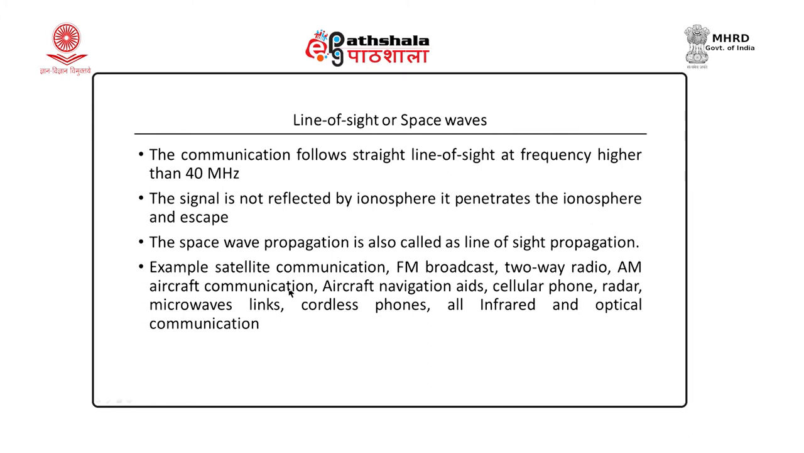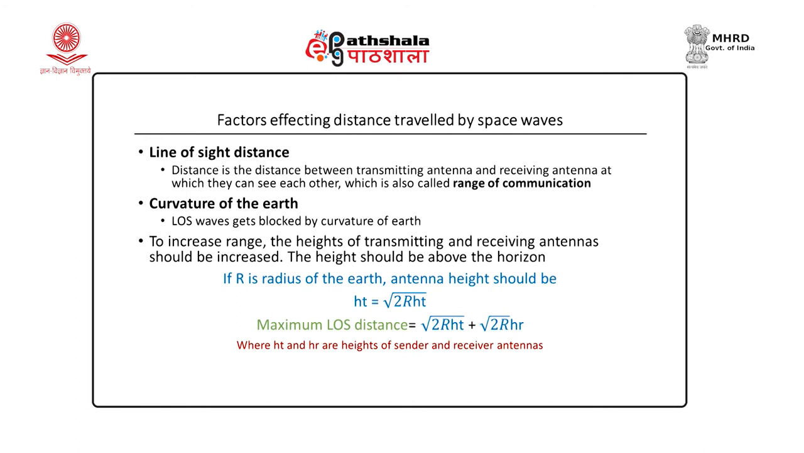The application areas are satellite communication, FM broadcast, two-way radio, AM aircraft communication, aircraft navigation aids, cellular phones, radars, microwave links, cordless phones, and all infrared and optical communication. The two factors which affect the distance traveled by space waves are, firstly, the line of sight distance, that is the distance between the transmitting antenna and the receiving antenna at which they can see each other.